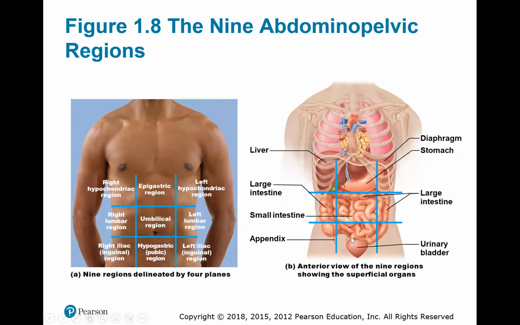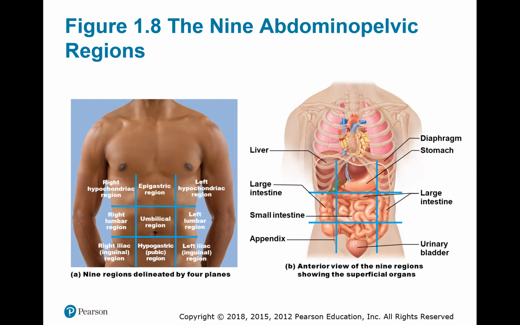Okay, so not only do we have those 4 quadrants, we also have 9 regions. The regions seem very intimidating. They aren't, though. Actually, if you know the right, you know the left. The only ones that are a little bit tricky are the middle ones. So on the right and left upper regions, if we think about the more superior regions, we have the right and left hypochondriac region. Hypo meaning below, chondro is thinking cartilage. And so what's happening is this is below the costal cartilage of the ribs. So this is the right and left hypochondriac region.